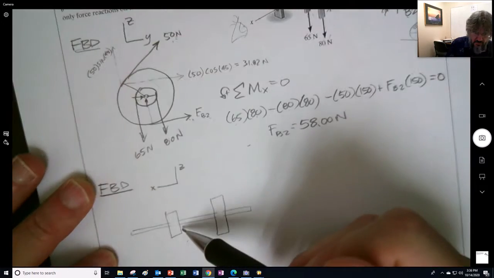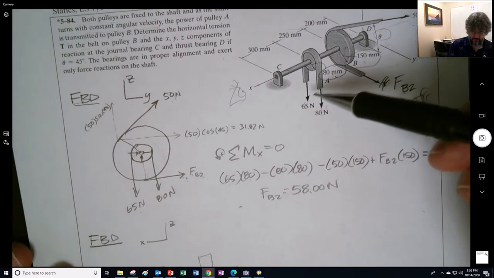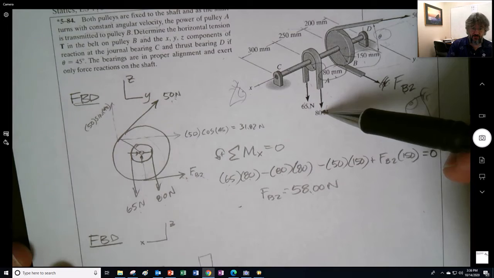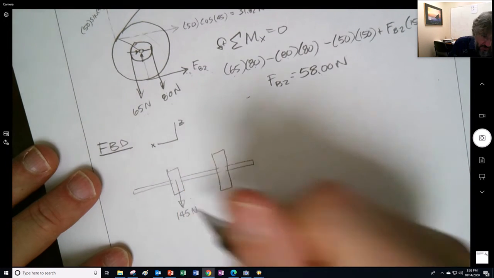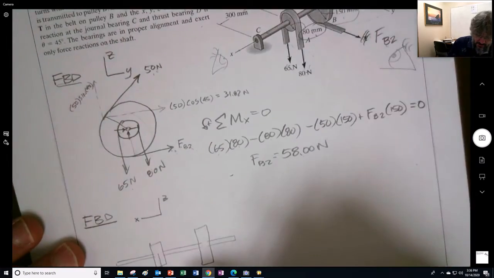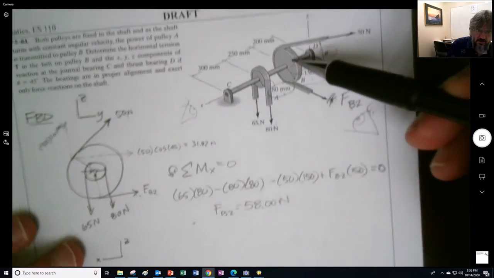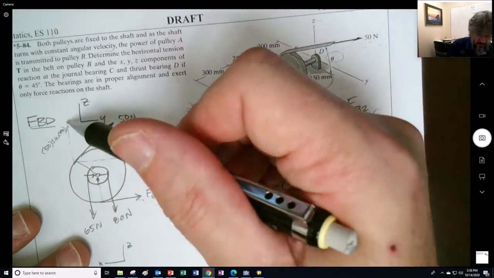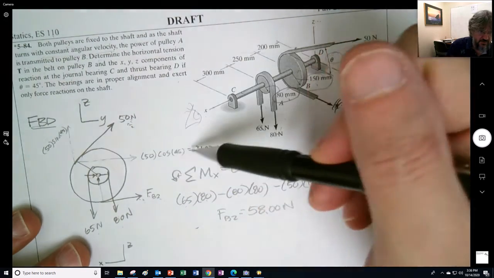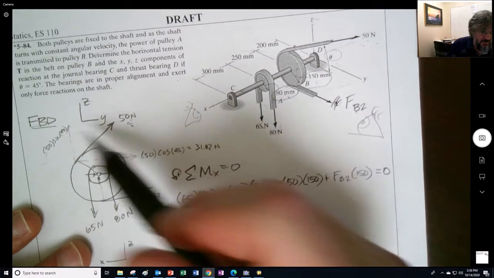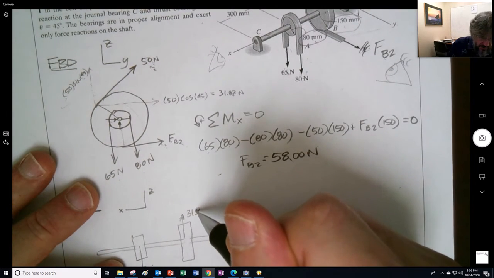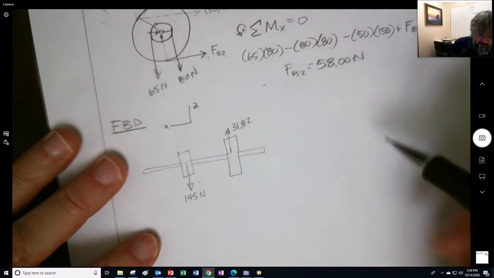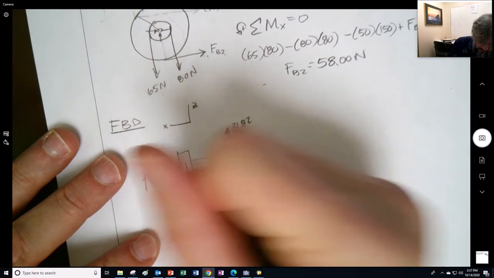So what's happening on here is you're going to see both of these forces. So it's going to be 65 plus 80, and that turns out to be 145. All right, so there's a total of 145 downwards onto here. And for this one, we are only going to see the upwards component of this 50 newtons. So it's really this 50 times the sine of 45, which we happen to know is 31.82.